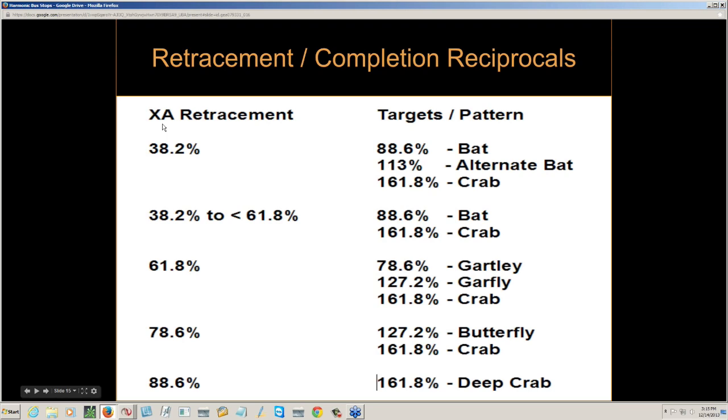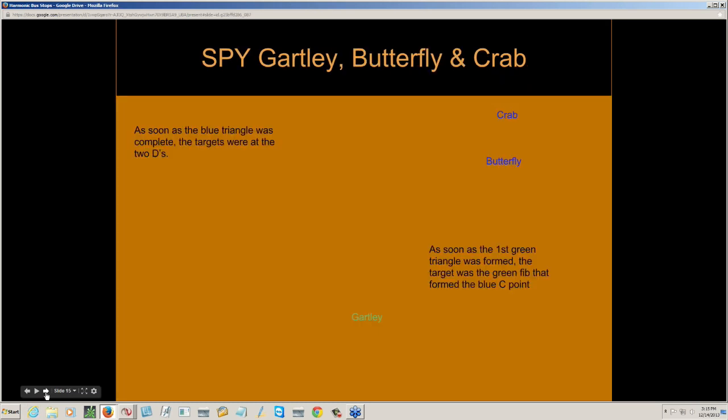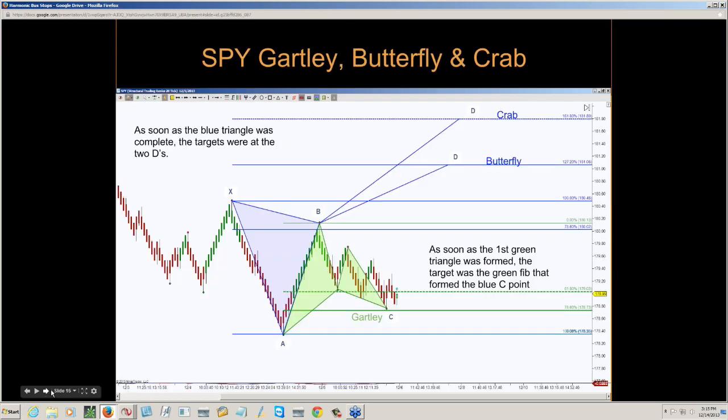So however much the initial move retraces automatically gives us a target. It's really cool to know what the names are, but it really doesn't matter as long as you know the fibs, okay? Or bus stops.